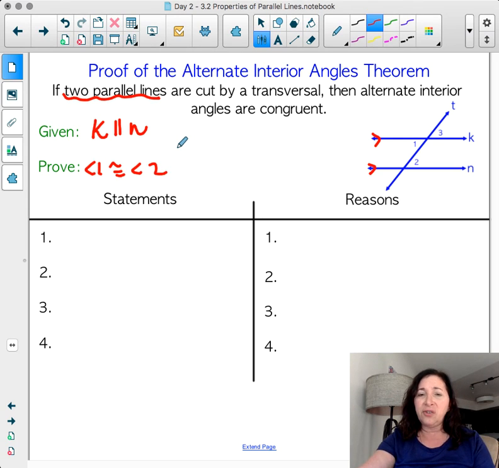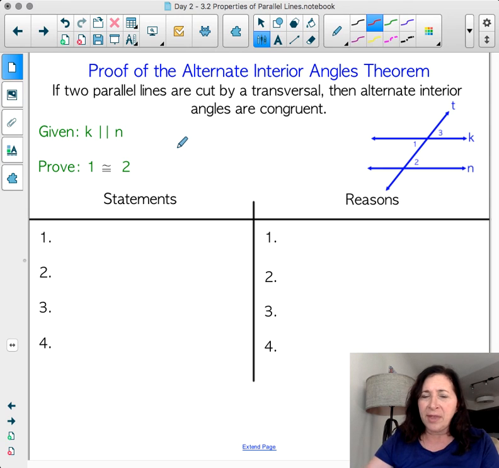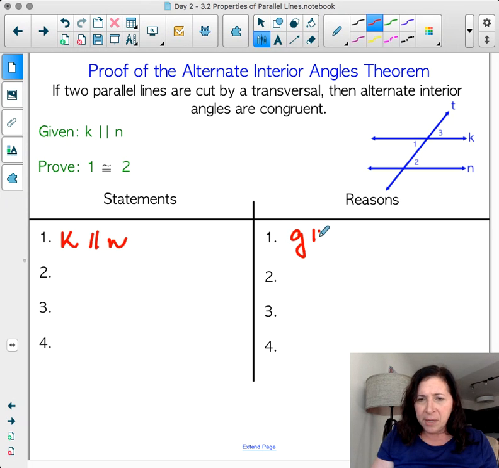So you need to know where to start. What would you need to do first? At this point, you should pause the video, try to fill in as much as you can, and then start the video again. Remember, the first thing you're going to want to do is say that line K is parallel to line N, and of course, that would be given. And you also know you're trying to prove that angle 1 is congruent to angle 2. So let's put some angles here. Pause the video, and go on when you're ready.